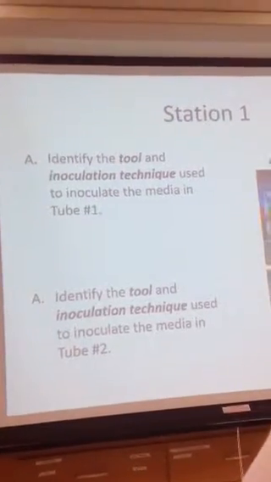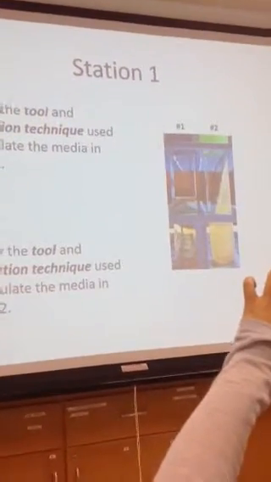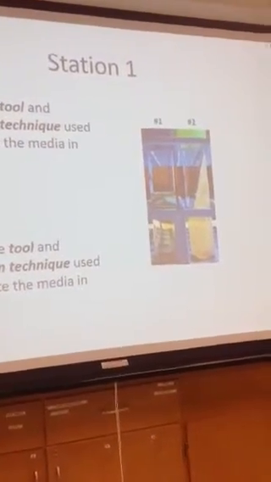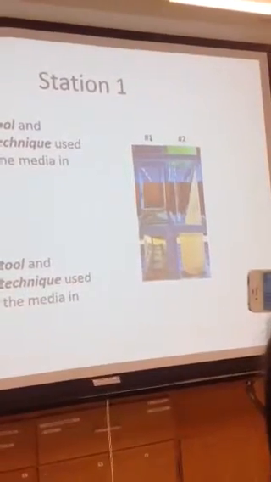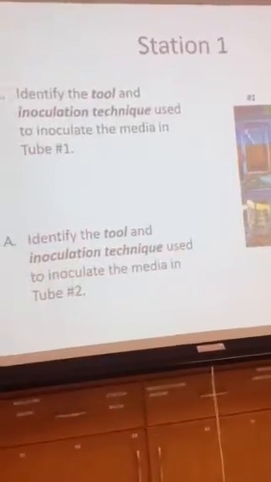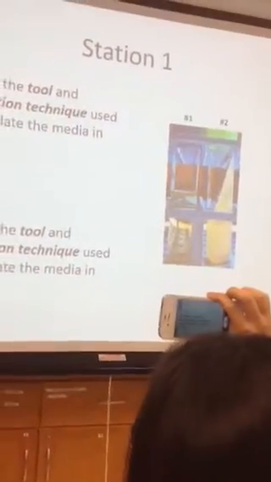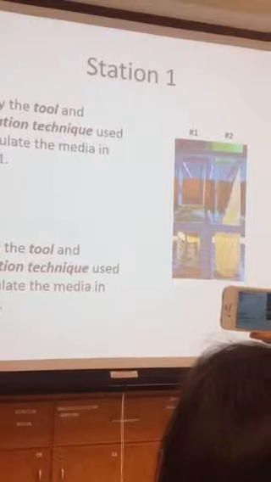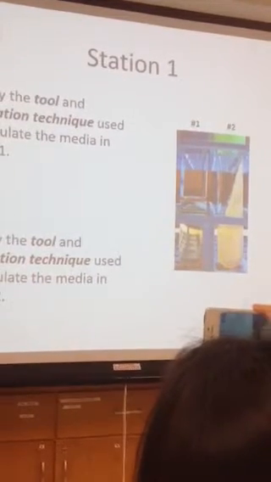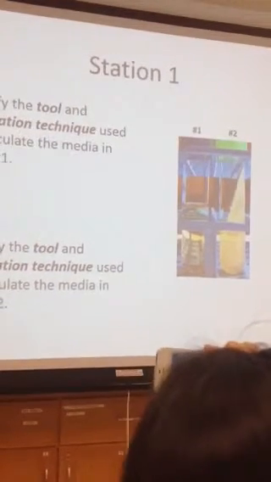Tube number 1? An inoculating loop. What would you use for test tube number 2? An inoculating loop. Surprise, surprise. What's the technique that you'd use for this one? I don't know, a dip and swirl is what we call that. What do you use for a slant? We call it a fishtail across the surface, okay?